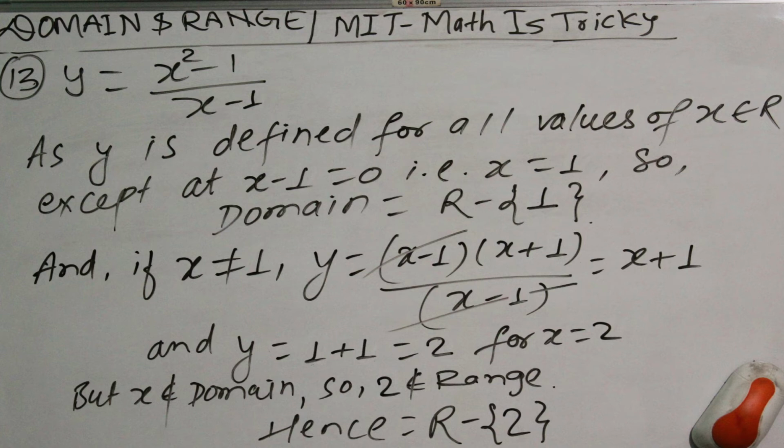Now, if x is not 1, we can simplify and get y equals x plus 1, which gives x equals y minus 1, and y minus 1 always belongs to the set of real numbers. But we don't have x equals 1 in our domain, so we have to eliminate the value of y obtained at x equals 1. If we put x equals 1, the value of y is 2. So 2 will not be in the range, because 1 is not in our domain. So our range is R minus {2}: the set of all real values except 2.